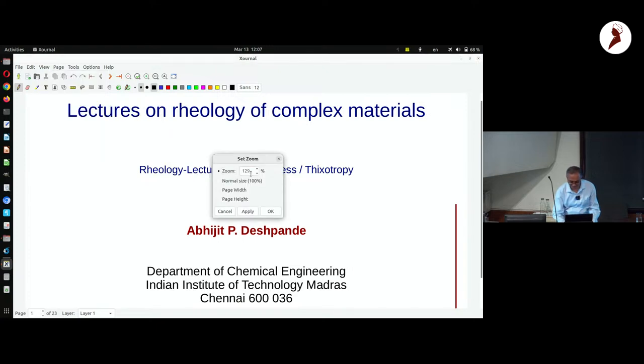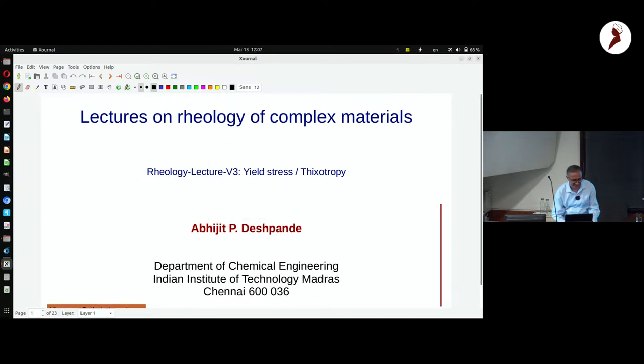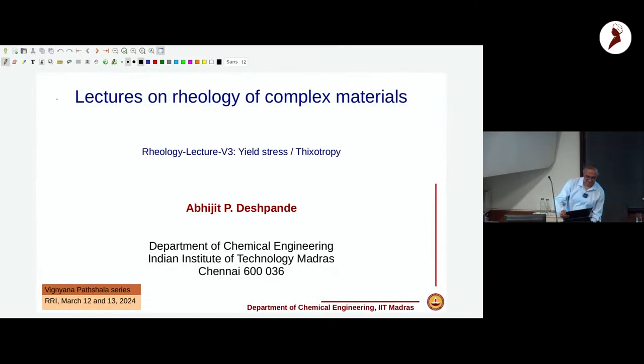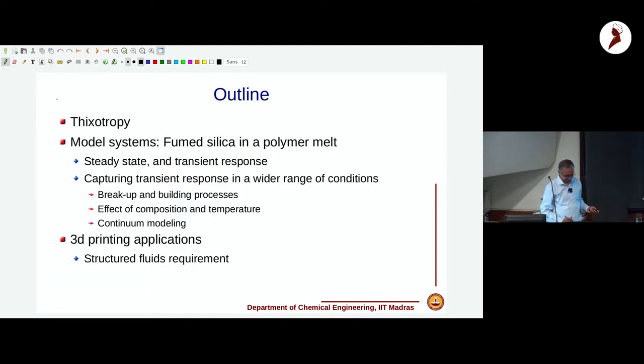Since this is now created using a different tool, the zoom and other things are all here. So basically the model system that we are looking at here is fumed silica in a polymer melt. And presumably this also can affect the breakup and building process, because now the medium viscosity is very different compared to a polymer solution with paraffin oil. And then we are trying to model this to see if we can extract some rate constants and look at some of them in this process.